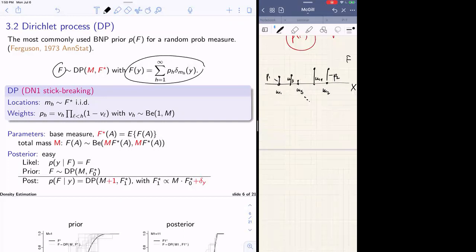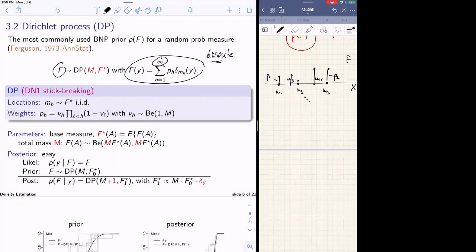In writing the F like this, I've already made an important statement here. The Dirichlet process prior obviously generates, with probability 1, discrete probability measures, meaning probability measures with atoms, because I can write it as a sum of these atoms. The delta M_h just indicates a point mass at location M_h. And there are infinitely many of them. Although there are infinitely many, of course, the probability mass still has to add up to 1, right? The P sub h has to add up to 1.